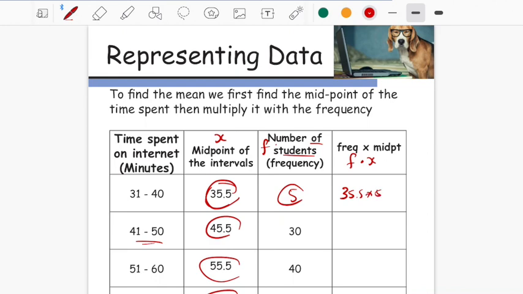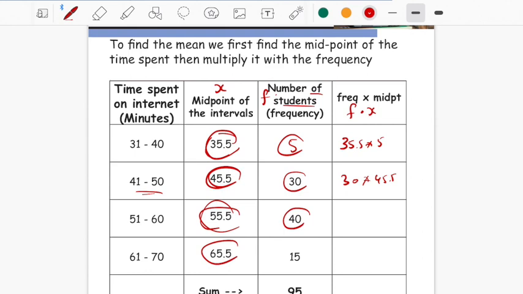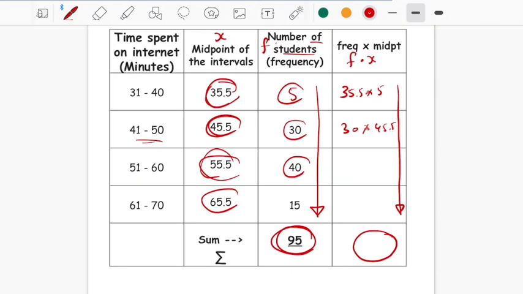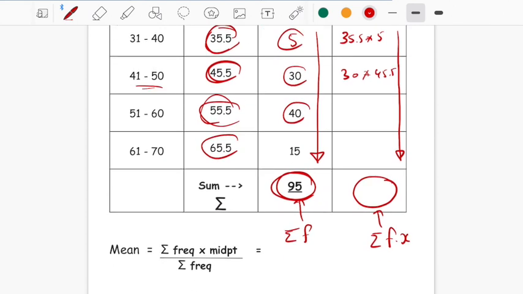35.5 times 5. Then 30 times 45.5. Just multiply all out. Now if you add all this, you get the sum of the total number of students. So you make another row for the sum. Do the same thing here, and then you add all this and get the sum here as well. So this will be called the sum of frequency, and this will be called the sum of frequency times X.